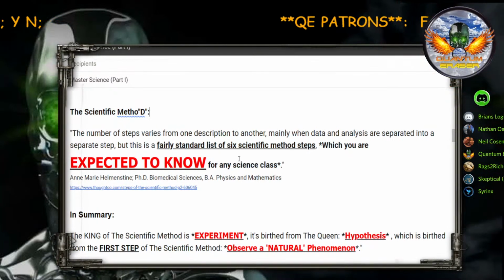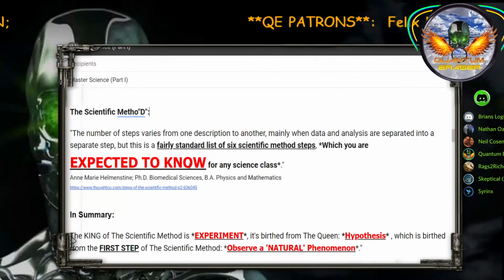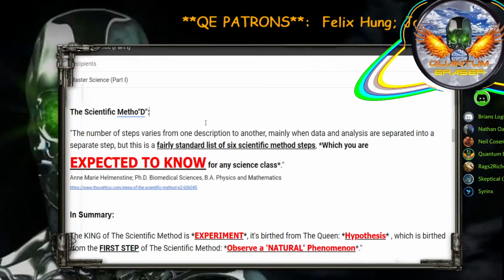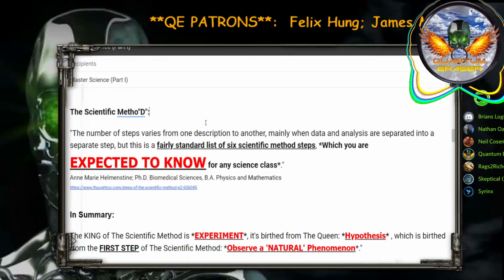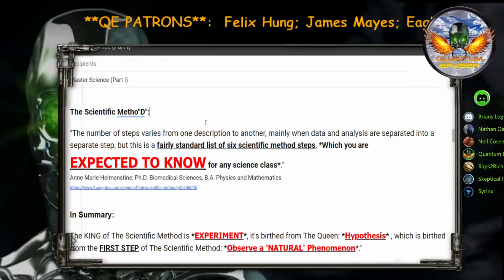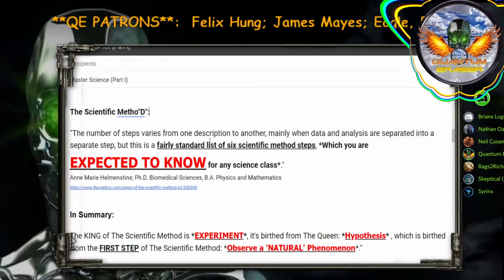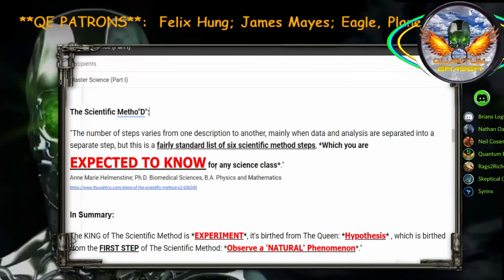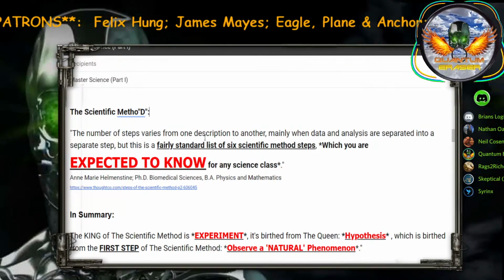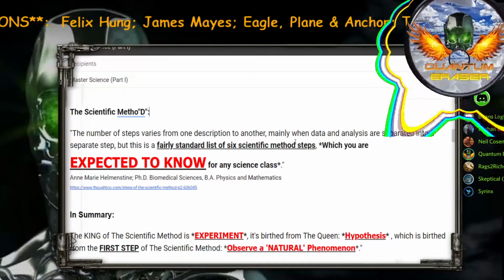Thank you. So back to Anne-Marie Helmstein, PhD, Biomedical Sciences. Listen to this carefully. The number of steps varies from one description to another, mainly when data and analysis are separated into a separate step. But this is a fairly standard list of 6 scientific method steps, which you are expected to know for any science class. There's a number of things in here, right? Method.